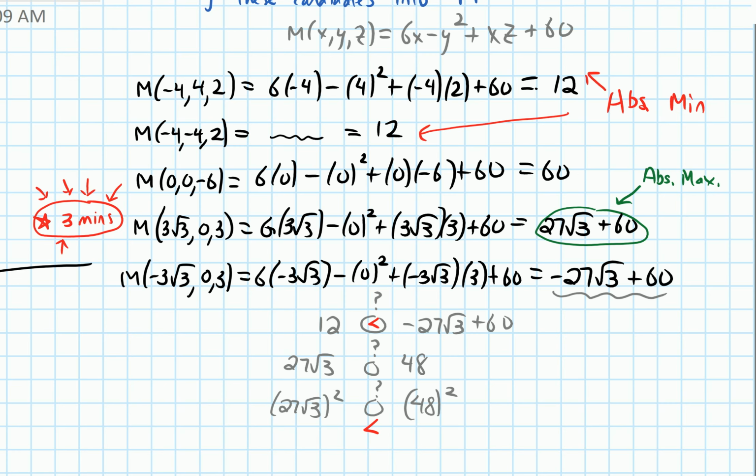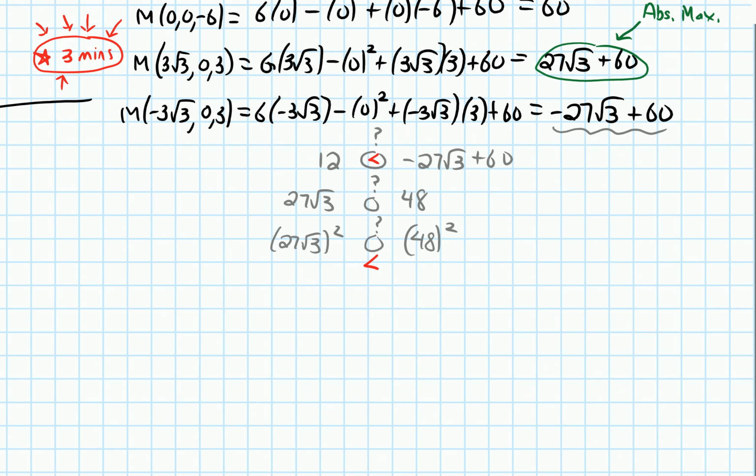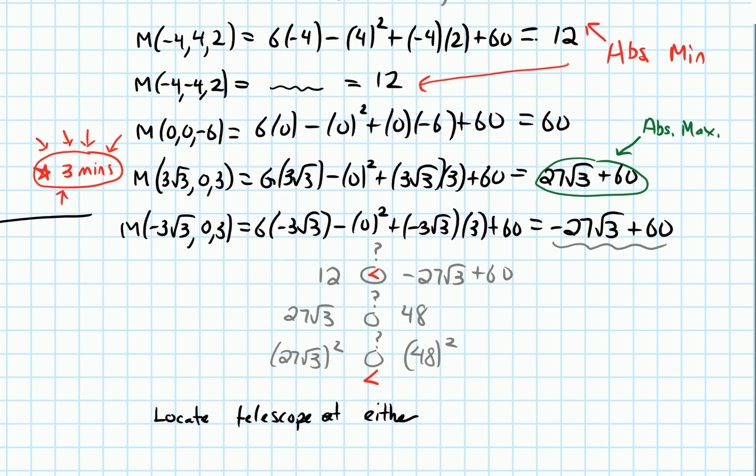This is where the absolute min is. But the question wanted to know what the location is. What is the point? We were trying to locate a telescope here. There are 2 possible places where the absolute min could happen: at either negative 4, positive 4, 2, or negative 4, negative 4, 2.